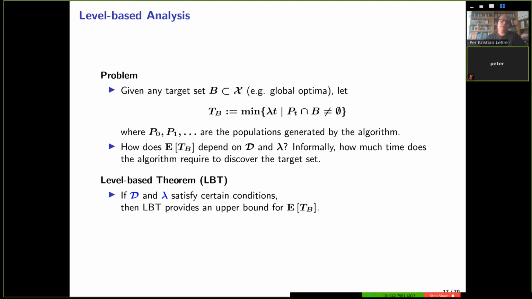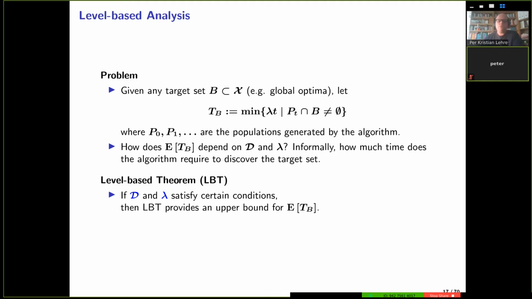Well, it depends on the type of algorithm you use, but most often you evaluate all individuals in the population in every generation. And P0, P1, and so on, these are the populations that this algorithm generates. So from an abstract point of view, in this problem we're interested in finding out how the expectation of this random variable depends on this operator D and lambda. So how much time will this algorithm need to obtain this target set B?